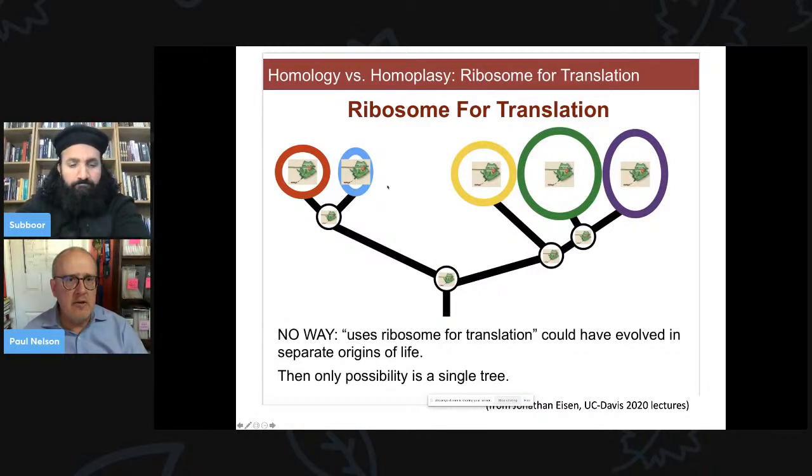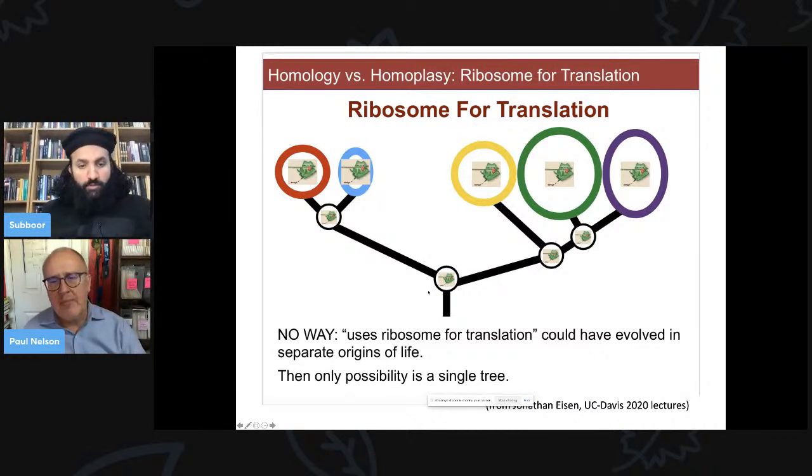factory, about 53 proteins in its simplest form and 3 very large RNAs. Talk more about that next time. What does he say? Well, look at the figure. What he says is there's no way this could have happened multiple times independently. All right, so this is his actual slide. No way, all caps. Uses ribosome for translation. You could call that a character, ubiquitous character in life, actually. Could have evolved in separate origins of life. The only possibility is a single tree, right? So the ribosome is going to be present in LUCA, and it will branch to the ribosomes that we see in the other domains, in archaea and eukarya.